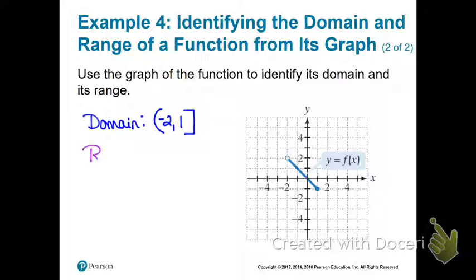Then for my range, we're looking from bottom to top. So notice the very bottom point is right here when y is -1. And it goes all the way up to here when y is 2. When y is -1, it's a closed circle, so we're going to use a bracket. And when y is 2, it's an open circle, so use a parenthesis. So there's my domain and range of that graph.